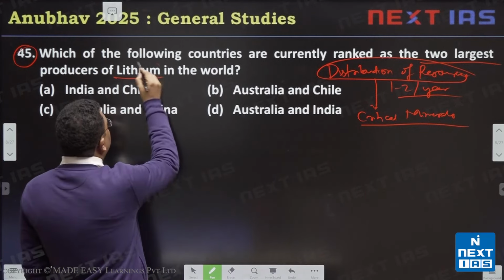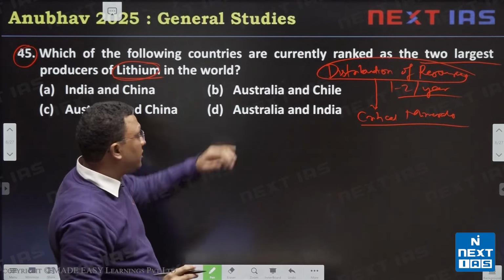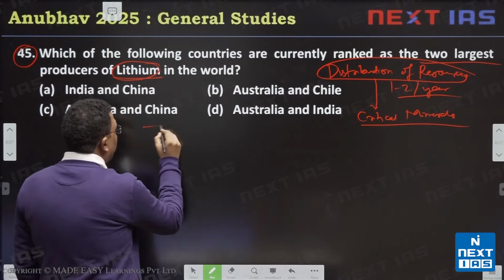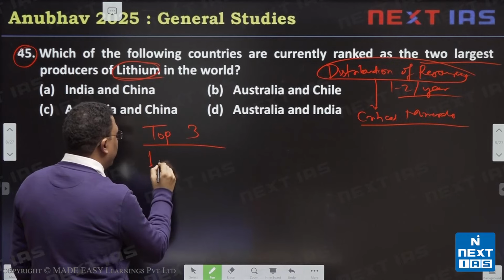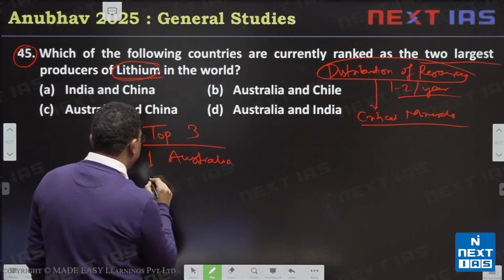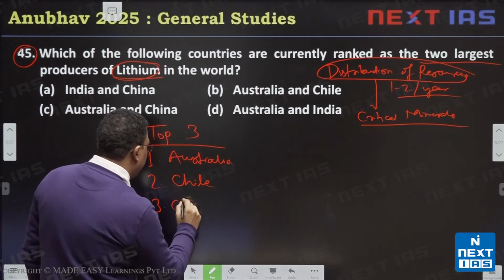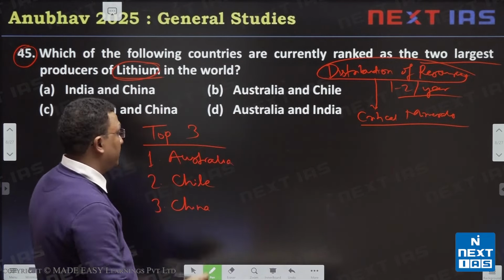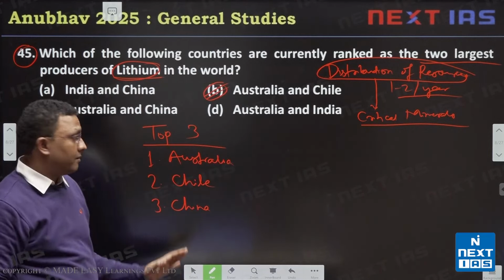And lithium, if you say, is a critical mineral, especially for India, and that's why this question has been put in your test. So if you see the top 3 producer of lithium, first is Australia, second is Chile, and third is China, right? The question is asking the 2 largest, so that will be Australia and Chile. So B is the correct answer here, right?